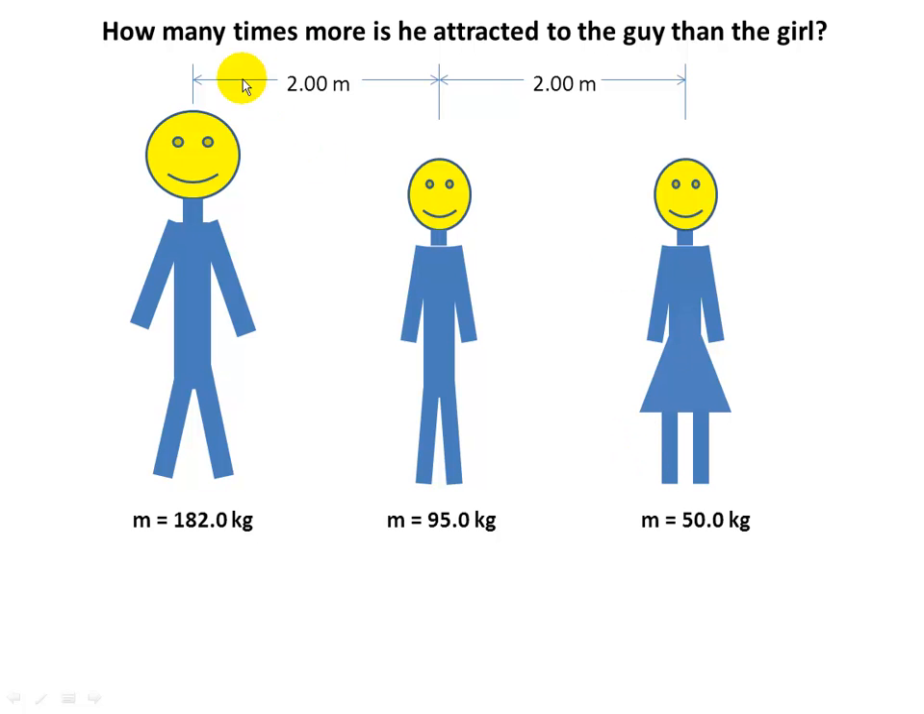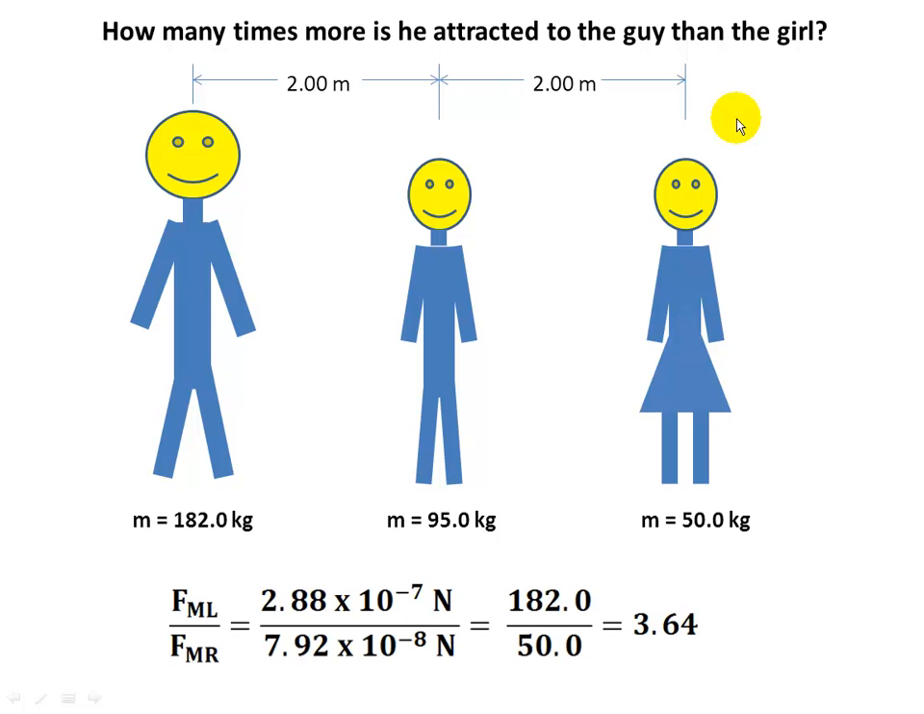Well, by how many more times is he attracted to the guy than to the girl? That's not too hard to figure out. We say the force of attraction between the guy in the middle and the guy on the left is 2.88 times 10 to the minus 7 newtons, as we showed before, and you divide that by the force of attraction to the girl on the right, 7.92 times 10 to the minus 8 newtons, and you get a factor of 3.64, saying he's 3.64 times more strongly attracted to the guy than to the girl.